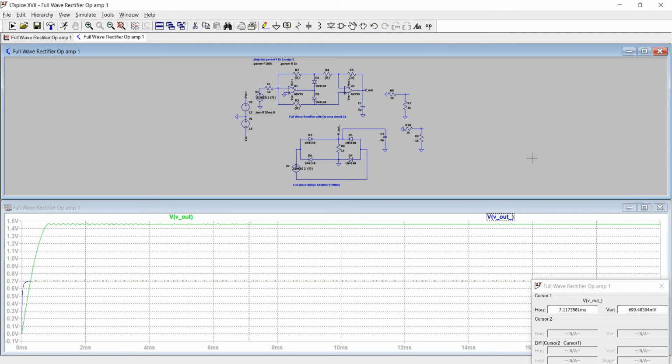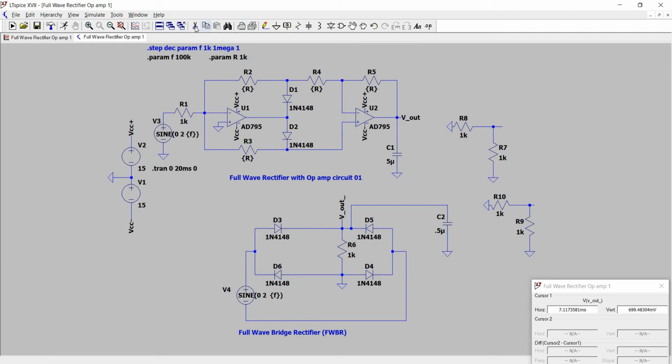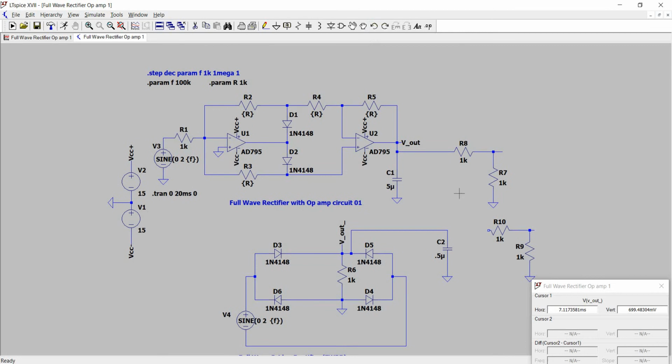And I am interested in the loading effect here. Therefore we will connect these two and run this circuit.